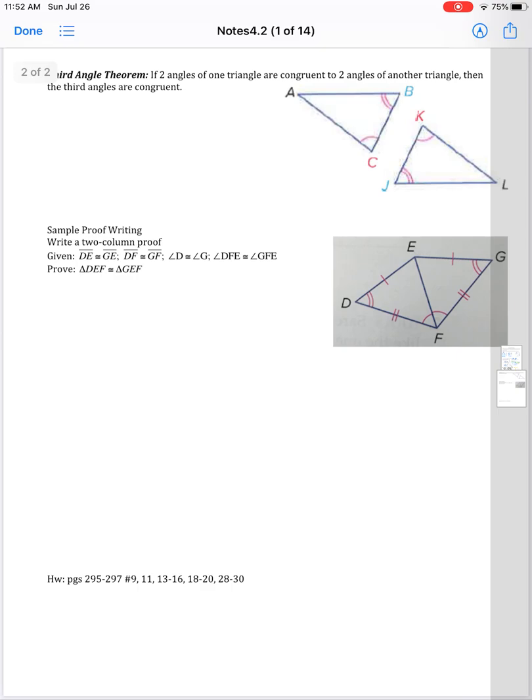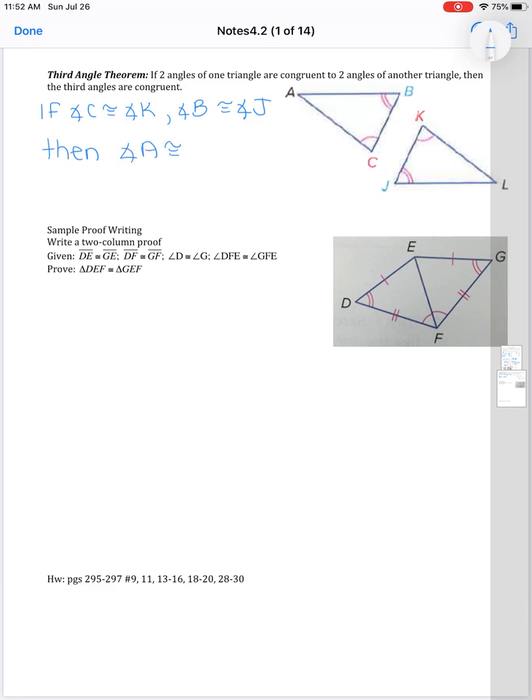All right, now on the back. Before we do one proof with this stuff, because this chapter especially is definitely proof stuff. So it says third angle theorem. If two angles of one triangle are congruent to two angles of another triangle, then the third set of angles has to be congruent to each other.